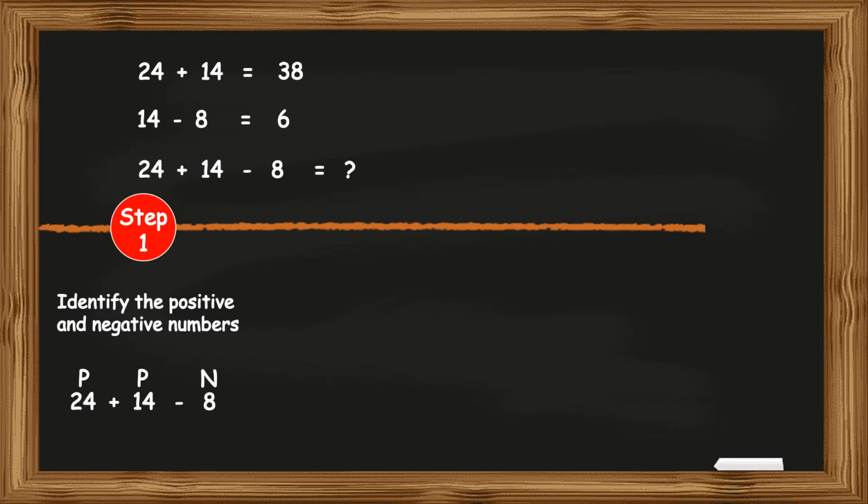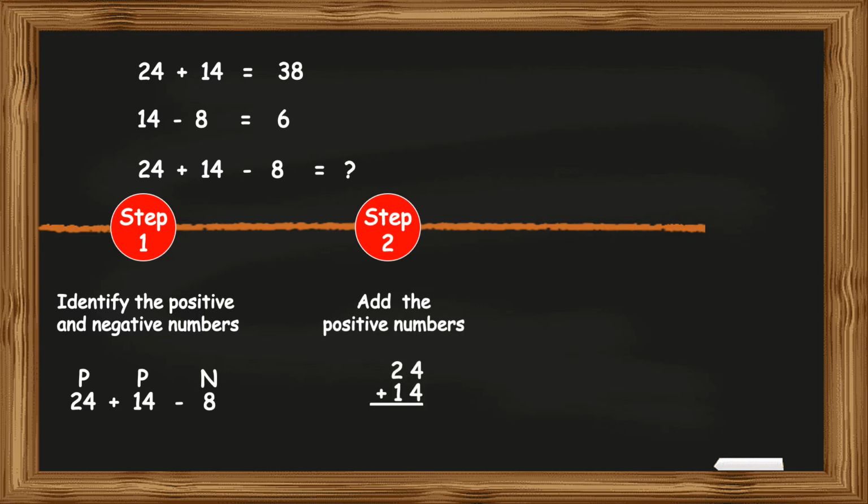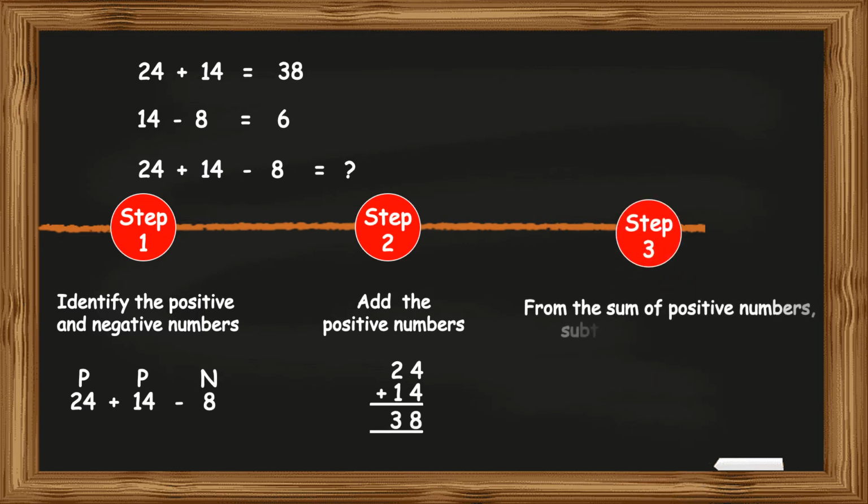After step 1, step 2 is add the positive numbers. The positive numbers are 24 and 14, and when you add them, the sum is 38. And in step 3, from the sum of the positive numbers, subtract the negative number. You got the sum in step 2, 38, minus the negative number 8, the difference is 30. That is the answer. 24 plus 14 minus 8 is equal to 30.